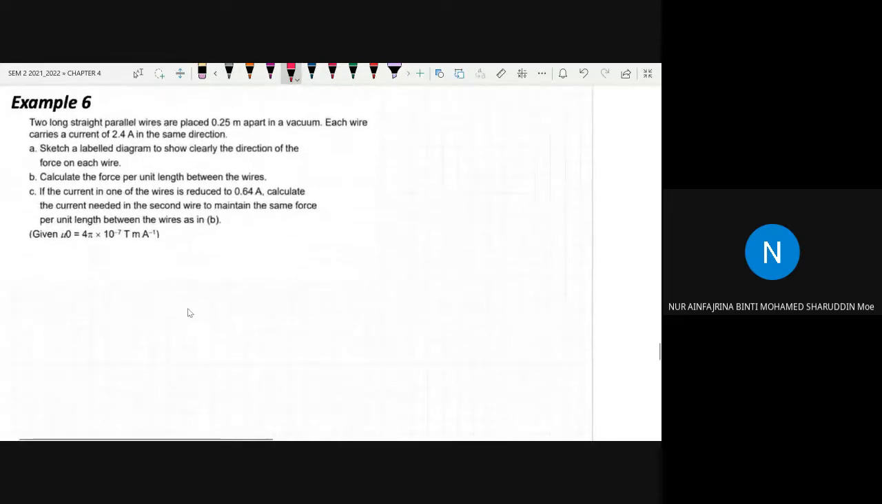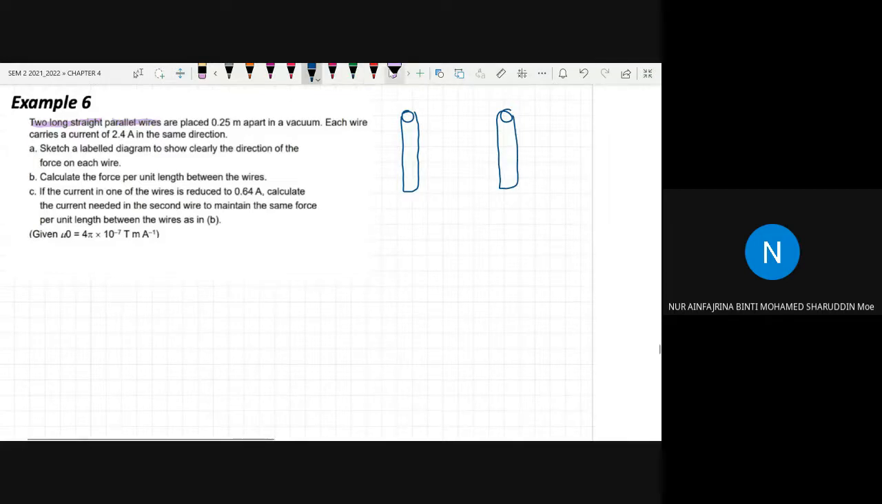So now sekarang kita akan tengok example 6. Okay, at least if Miss tak sempat habis kira dengan korang, I'll give you the content. So kita ada 2 long straight parallel wires, and they are placed 0.25 meter apart in a vacuum. So jarak mereka ni adalah 0.25 meter. Each wire carries current of 2.4 ampere in the same direction. So the current is 2.4 ampere. Okay, so in the same direction you boleh buatlah both current you upwards ataupun downwards, tak kisah.